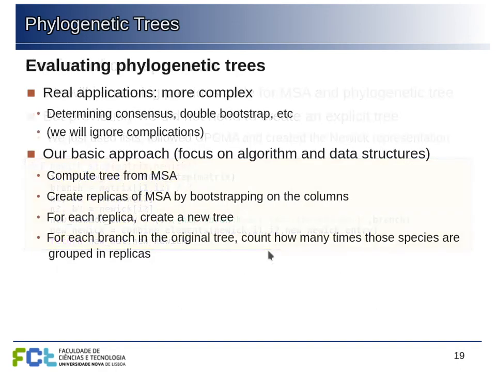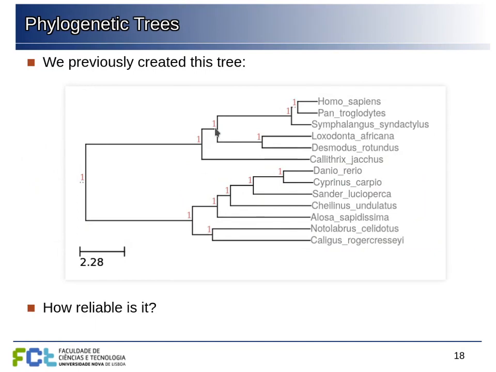So, for example, we have this branch here. These species are all present here, and each of these has an index in the list of names. So we're going to store on this node a sorted list of all these indexes.